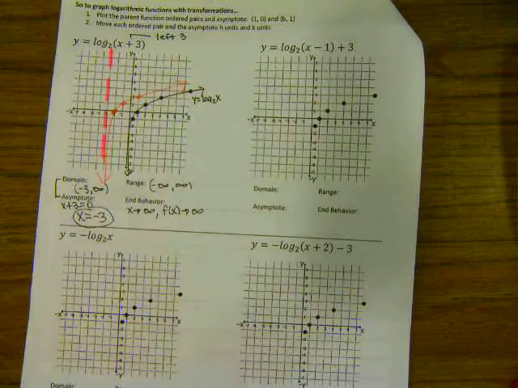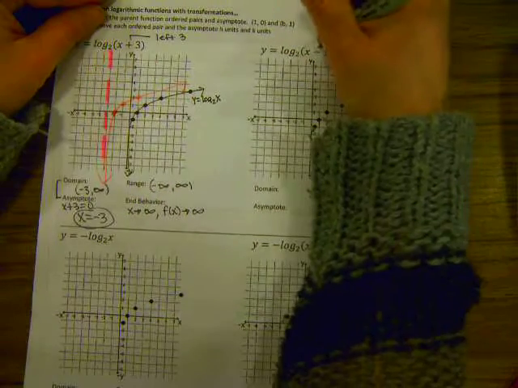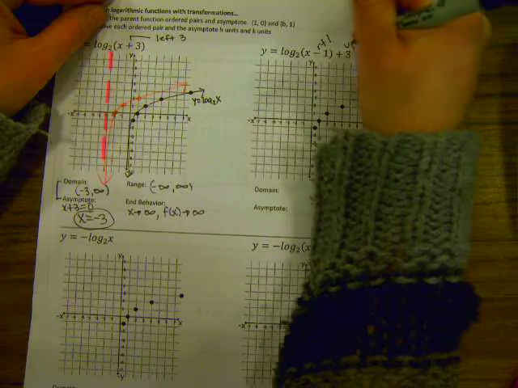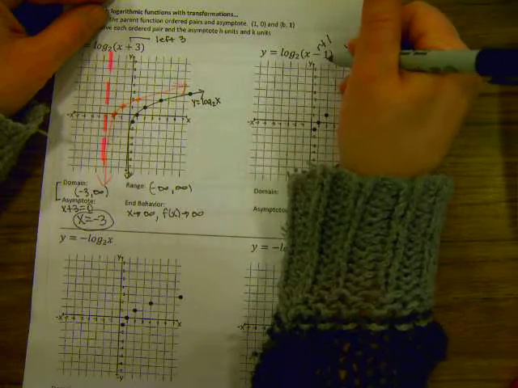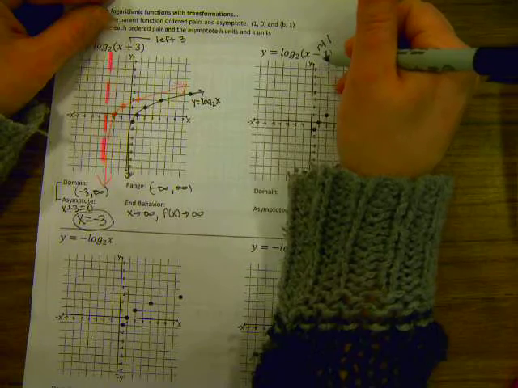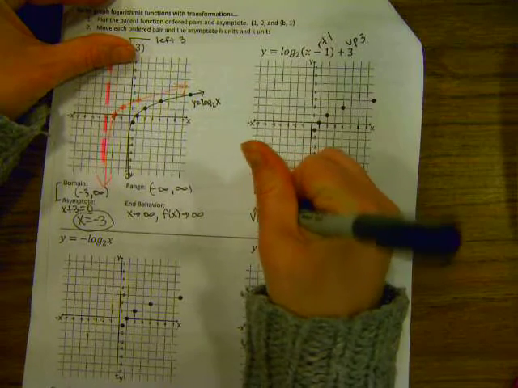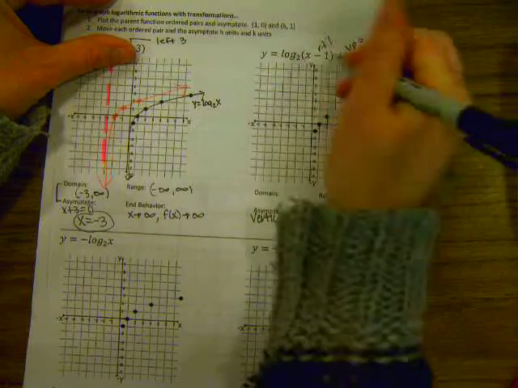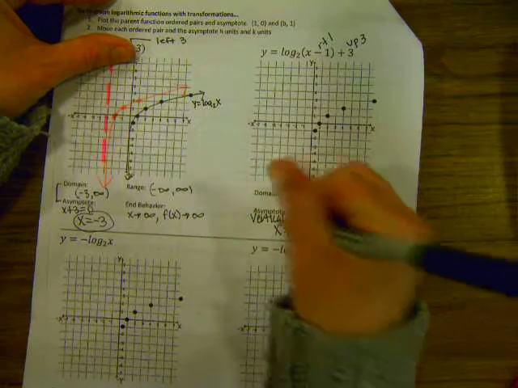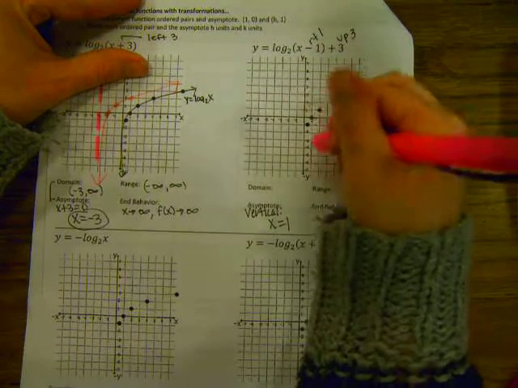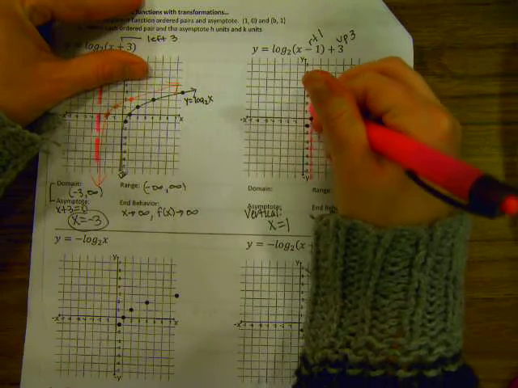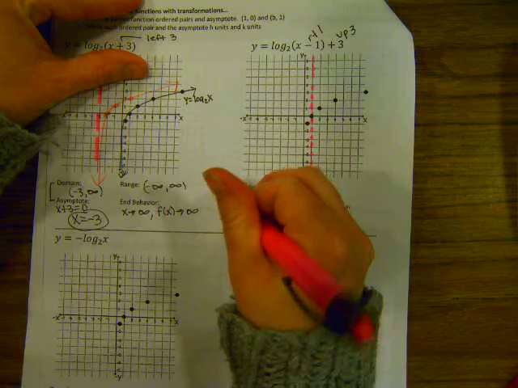Okay, so let's take a look at this example. This would be right 1 and up 3 for the shifts. This again controls your vertical asymptote. So again, vertical asymptote, you set that equal to 0. So my vertical asymptote is going to be at x equals 1. So that's going to go right here. There's my vertical asymptote, guys.